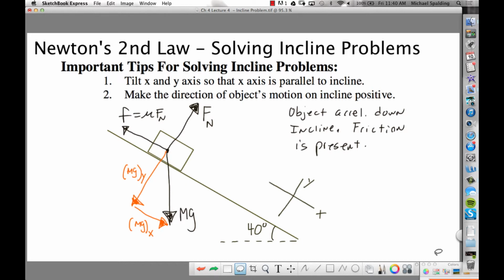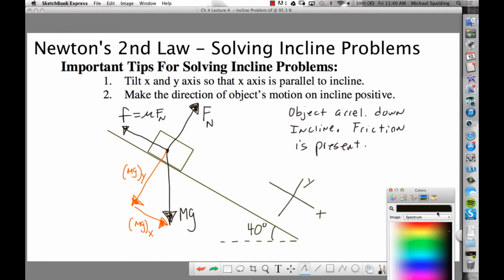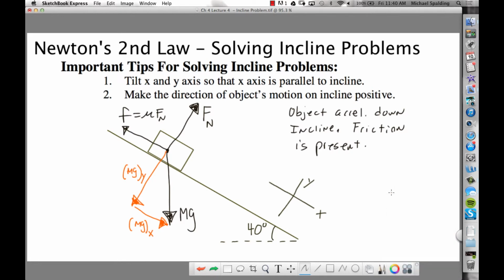To break apart mg, we're going to need an angle, right? When you break apart vectors, remember when we did two-dimensional motion, like the ball is kicked at an angle, so you use sine and cosine. We're doing the exact same thing here, but we need an angle. We're going to need this angle right here. Can anybody figure out what that angle has to be?